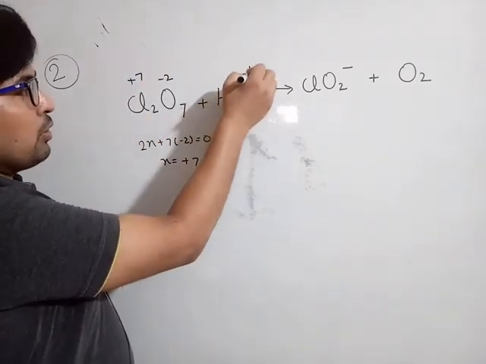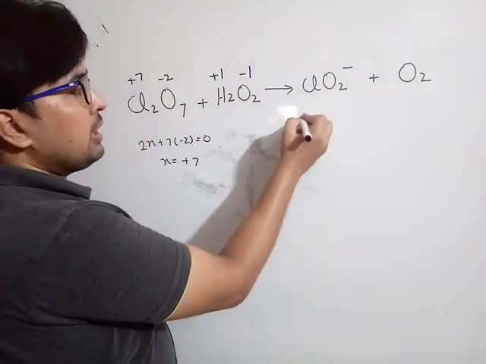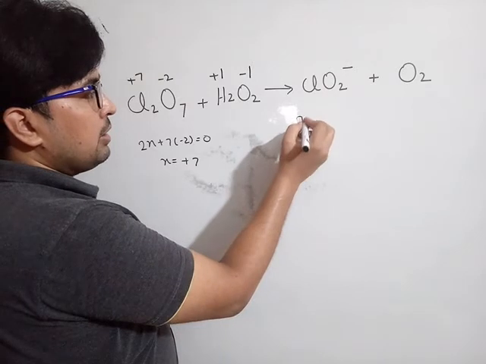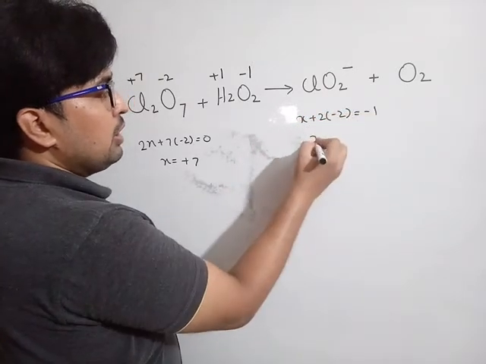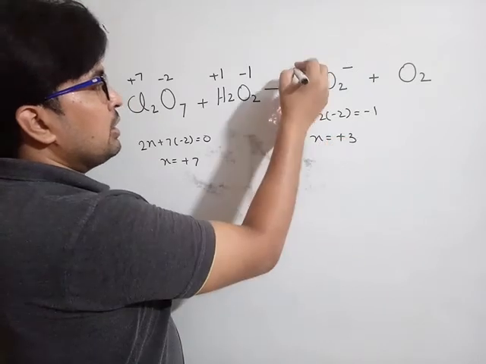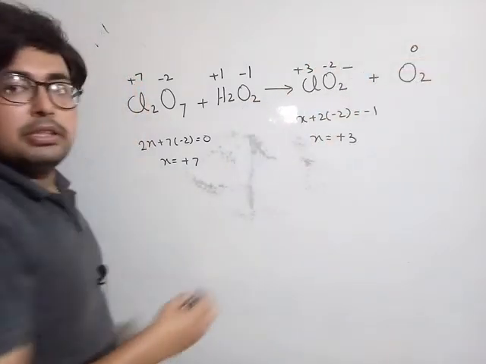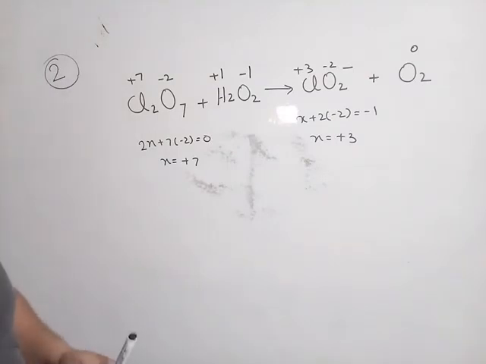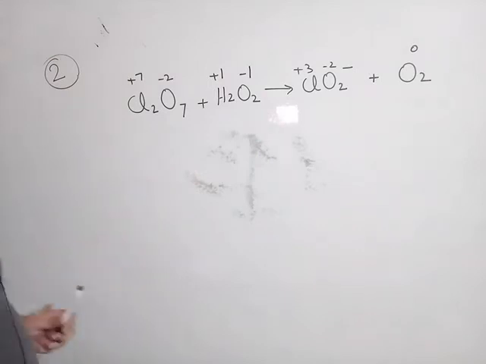In peroxide, O will have minus 1 and H will have plus 1. If we check here, x plus 2 into minus 2 is equal to minus 1, so x will be equal to plus 3. So you will have plus 3 and minus 2, and oxygen will have 0 charge, because that is present in the free state. The next part is increase and decrease.